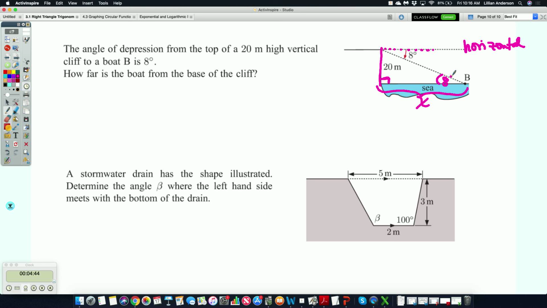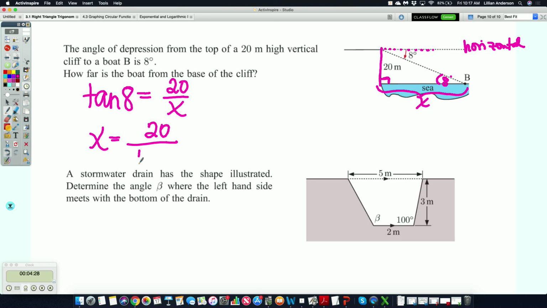What trig ratio am I going to use? Tangent is going to equal what over what? 20 over x. Multiply or divide here? And what's 20 divided by the tangent of 8? 142? Yes.